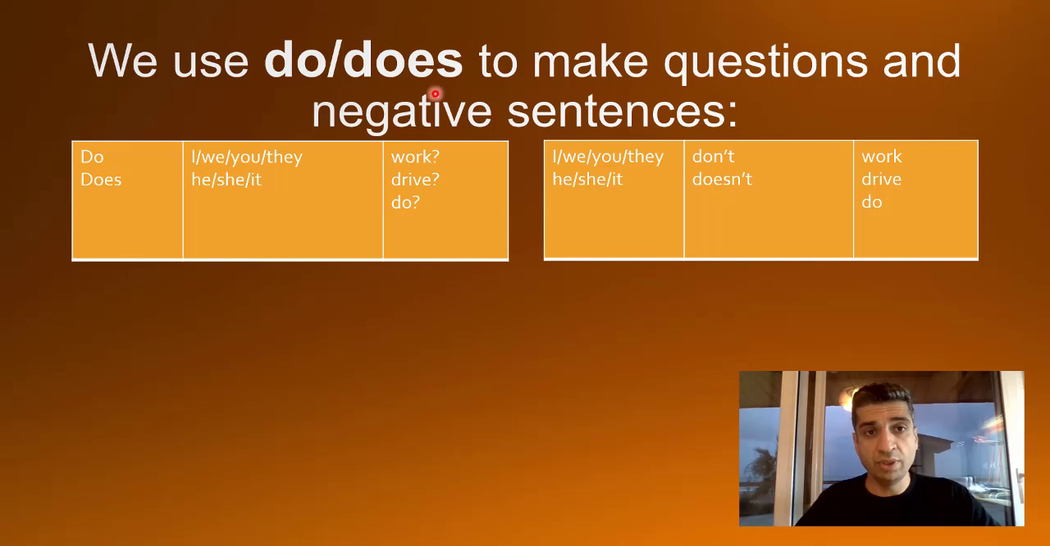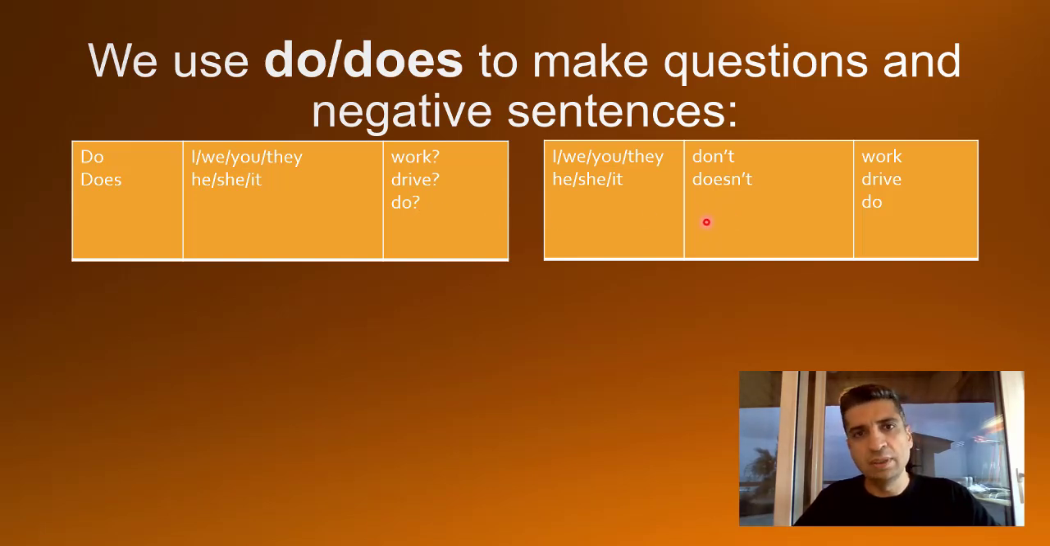We use do and does to make questions and negative sentences. You can see two tables here. This one here is for making questions. Do and does are the auxiliary verbs, then the subject, and then the verb in the base form. You can see here no S endings, right? Do we work? Does she drive? Do they do? Does it work? So no S endings for questions.